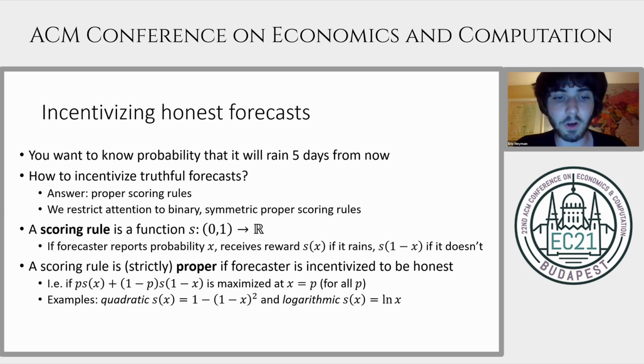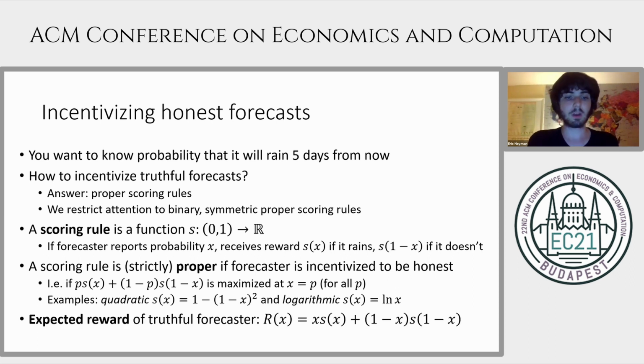And here I have the formulas for the quadratic and logarithmic scoring rules, which are the two most commonly used proper scoring rules. Now, we will really care about this function R of X, which is the expected reward of a truthful forecaster with belief X. And the reason that we care about this function R of X is that we care about how a rational forecaster behaves, and a rational forecaster wants to maximize their expected reward.